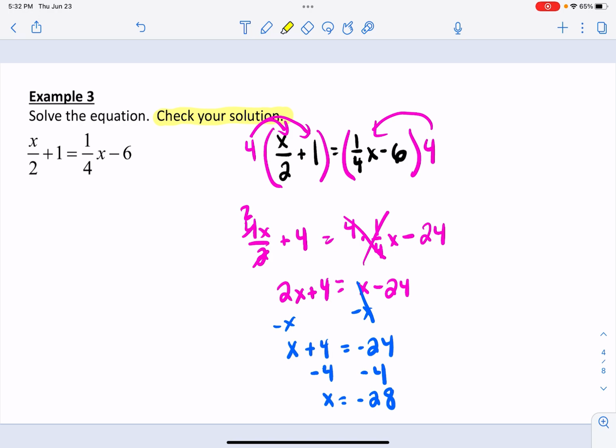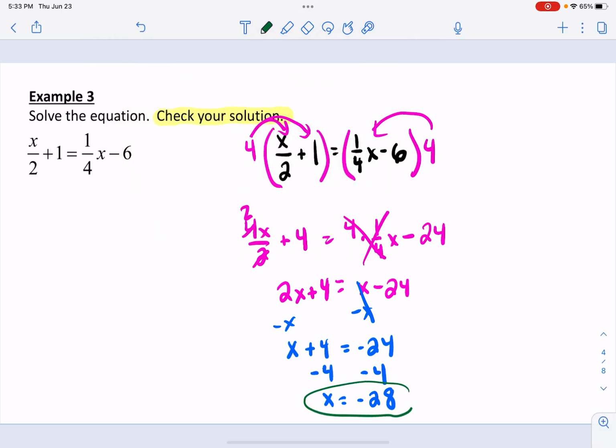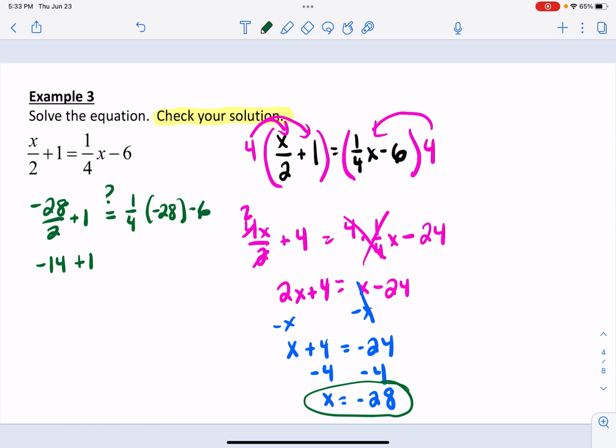So, I like solving equations. I like solving equations because you know whether you're right or not. Okay? You know whether you're right or not if you plug in this negative 28 wherever we see an x. So negative 28 over 2 plus 1, is that going to be equal to 1/4 times negative 28 minus 6? Negative 28 over 2, well, that is a negative 14 plus 1. Did I do that right? I feel like I didn't do that right. Divided by 2. I did.